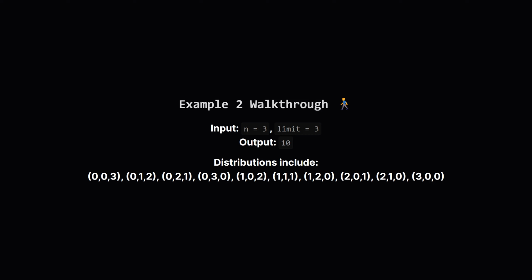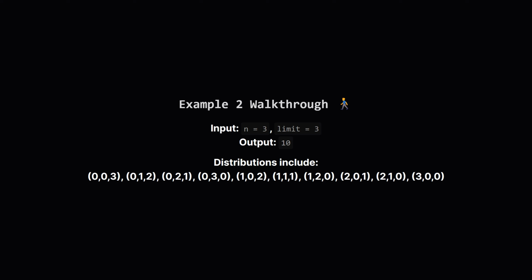Let's try another one. n equals 3 candies, and the limit is also 3. This time, since the limit is high enough, it doesn't really restrict us much for just 3 candies. Child 1 could get 0. Then we need to distribute 3 candies between child 2 and child 3. That could be 0, 0, 3; 0, 1, 2; 0, 2, 1; or 0, 3, 0. That's 4 ways. If child 1 gets 1 candy, 2 are left. That could be 1, 0, 2; 1, 1, 1; or 1, 2, 0.